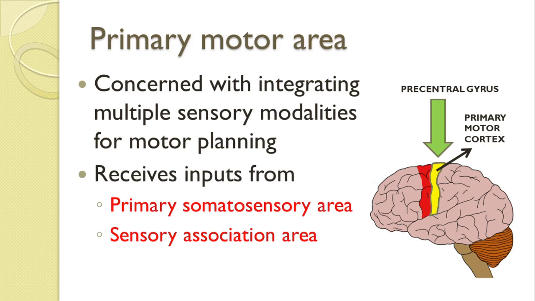We have learned about primary somatosensory area in one of our earlier classes. It is because of the primary somatosensory area that we are able to perceive sensory input from different parts of the body. So, primary motor area is receiving inputs from primary somatosensory area. In addition to that, primary motor area also receives inputs from sensory association area where multiple sensory modalities are integrated.